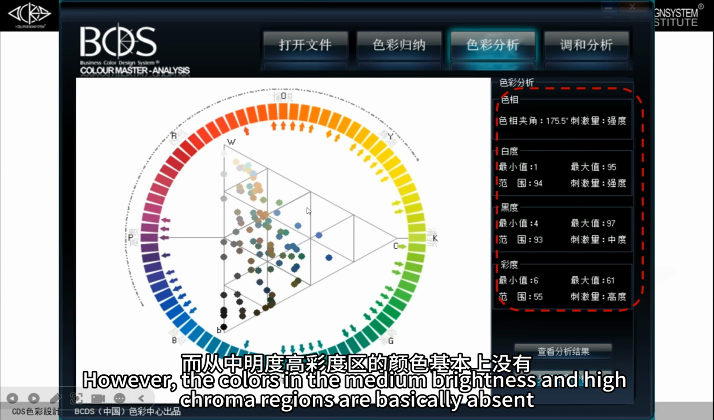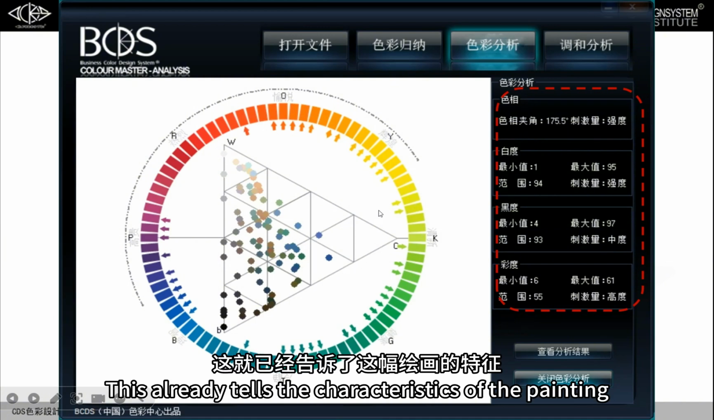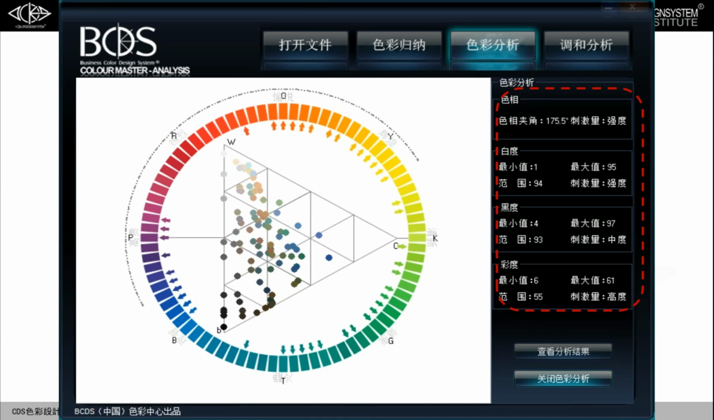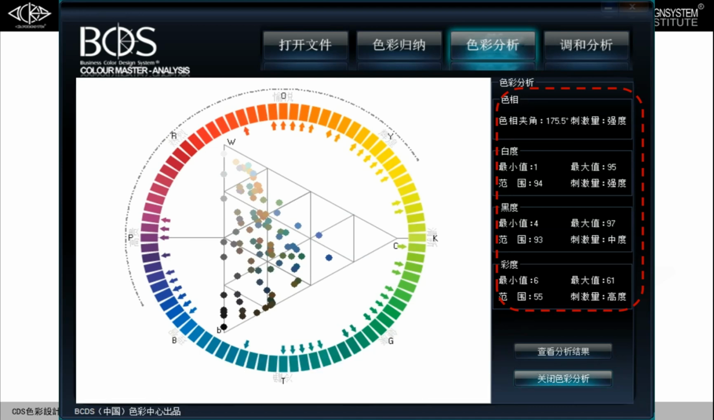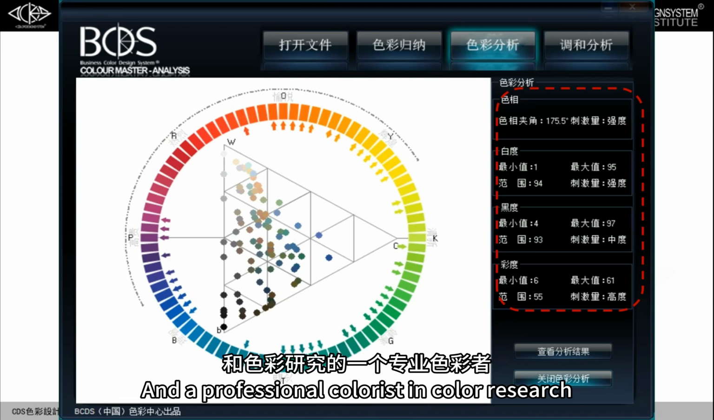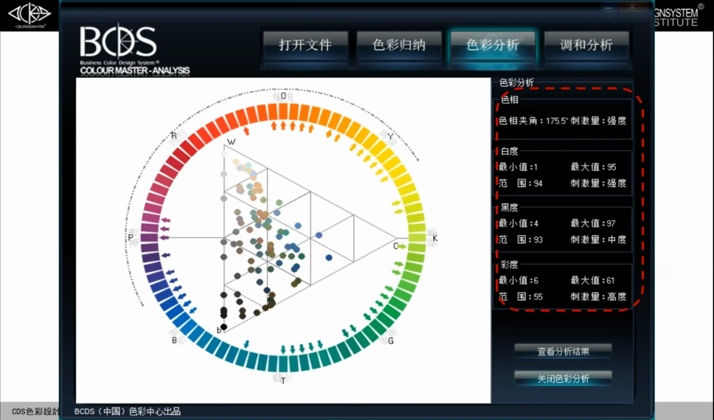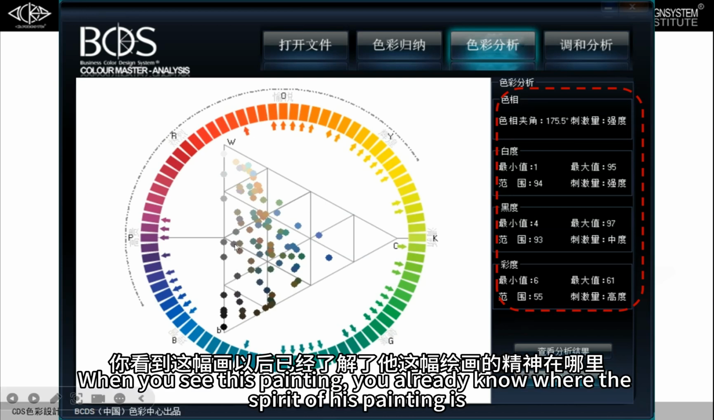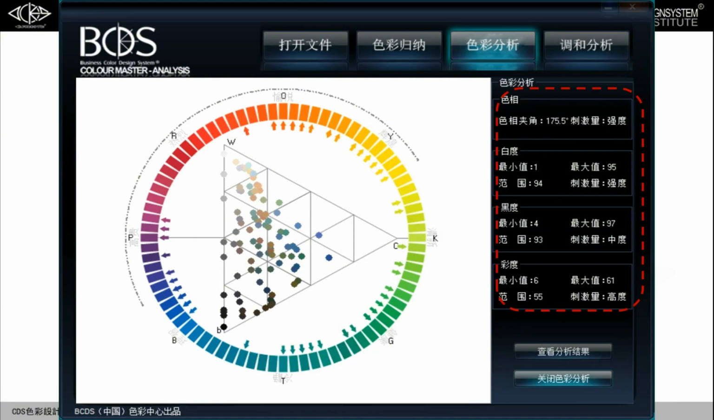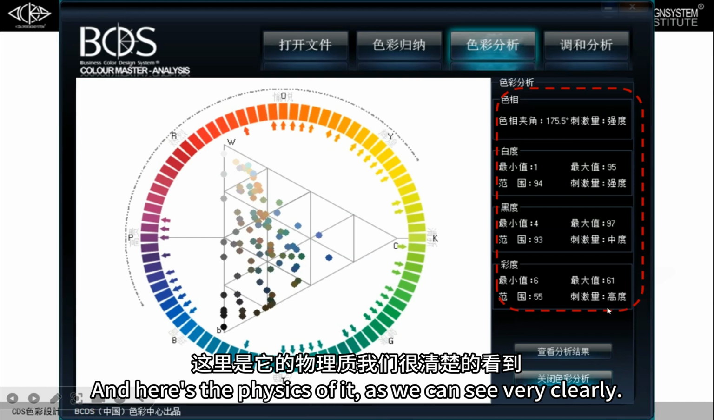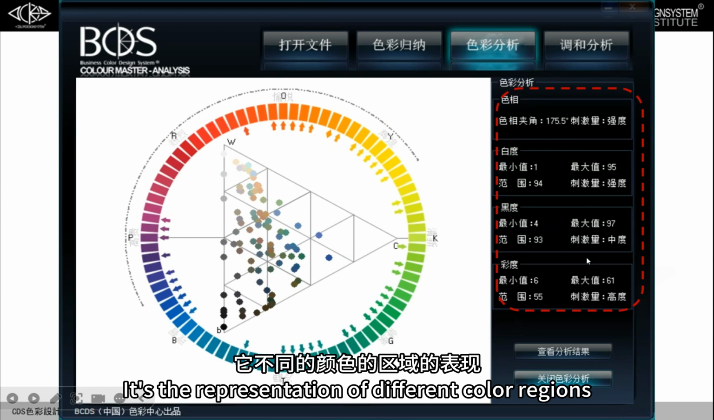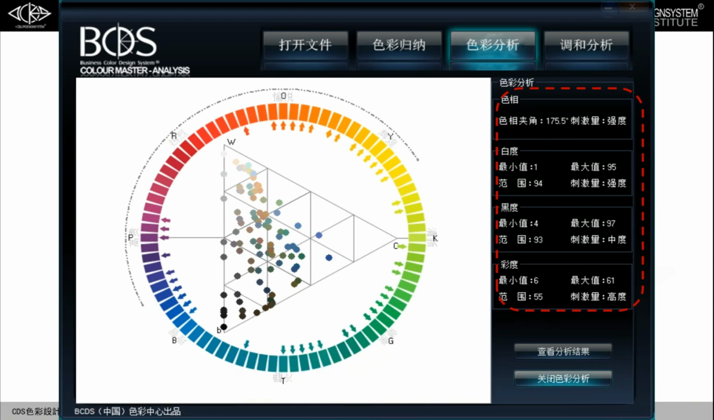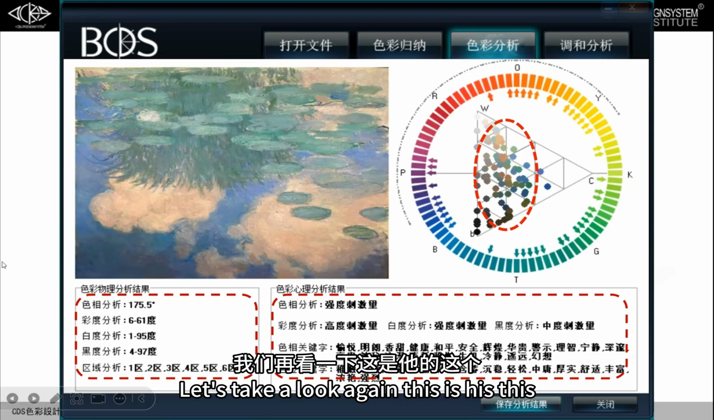However, the colors in the medium brightness and high chroma regions are basically absent. This already tells the characteristics of the painting. If you are a very knowledgeable and frequent color analyst, or a professional colorist in color research, when you see this painting, you already know where the spirit of his painting is. And here is the physics of it, as we can see very clearly. It's the representation of different color regions. Let's take a look again. This is this.